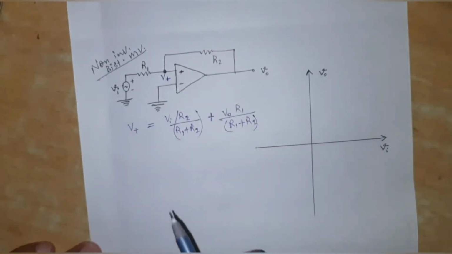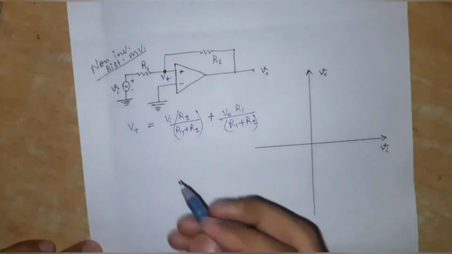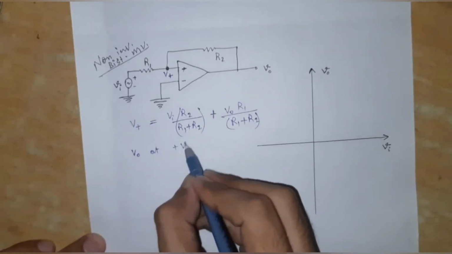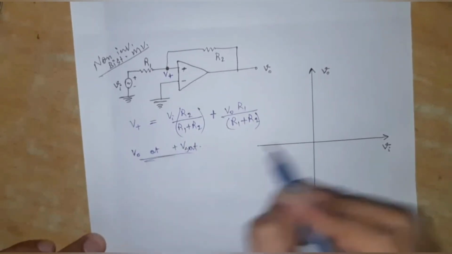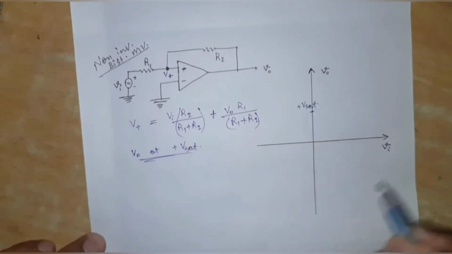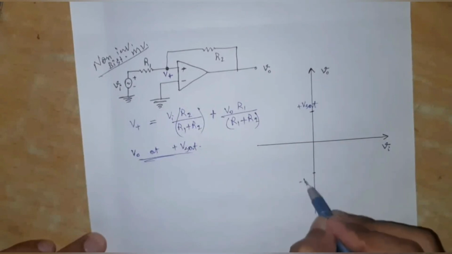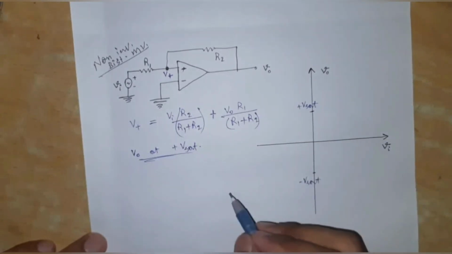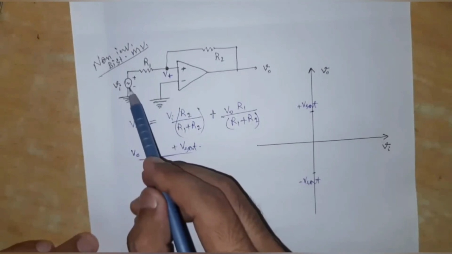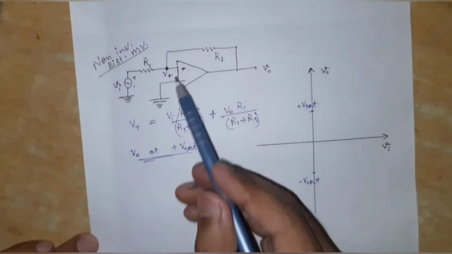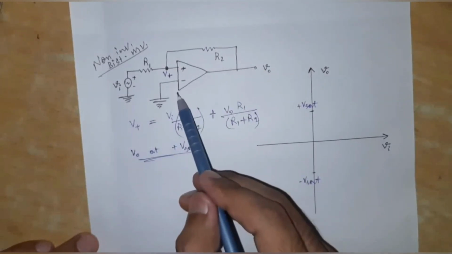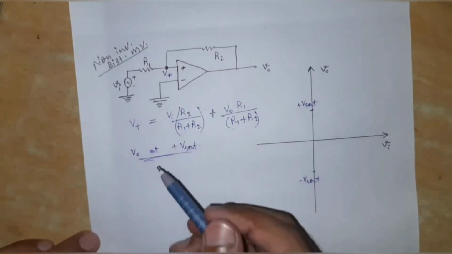Now again we shall be starting by supposing some initial value. Let us suppose that V output initially stays at plus Vsat, that is the upper saturation voltage. Here we shall mark it as plus Vsat, and for later reference this is minus Vsat. When we keep on decreasing this Vi input voltage, at one point V plus goes beyond this V minus, then plus Vsat becomes minus Vsat. So what is this value?